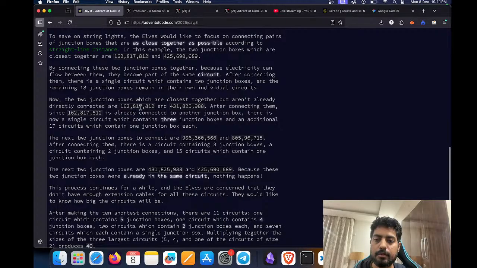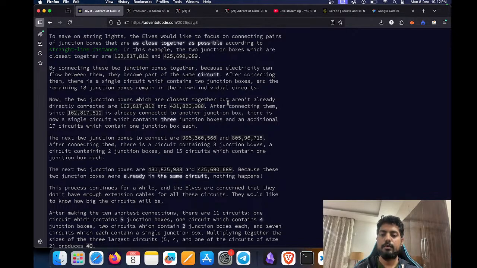Now the two junction boxes which are closest together but aren't already directly connected are these two. After connecting, we have a circuit of three junction boxes and 17 are left alone, single. The next two junction boxes to connect are this and this. After connecting them, there is a circuit containing three junction boxes, a circuit containing two boxes, and 15 circuits which contain one box each.